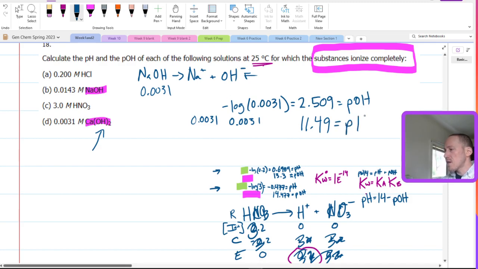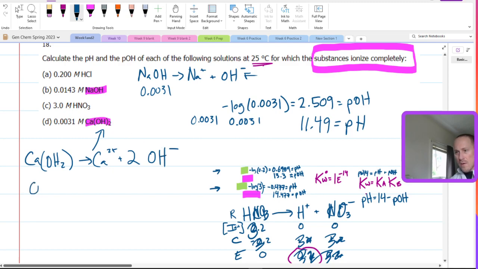So note, this is basic, so the pH is very high. pOH is low, pH is high. Now this is an interesting one because our calcium hydroxide, calcium 2 hydroxide, becomes a single calcium 2 plus ion and then 2 hydroxides. So we start out, oh, oops, I used the calcium hydroxide number for this one. Sorry, let me fix that. My bad. There we go.